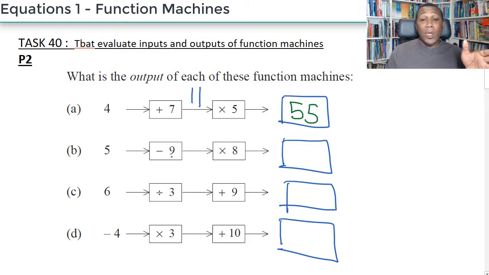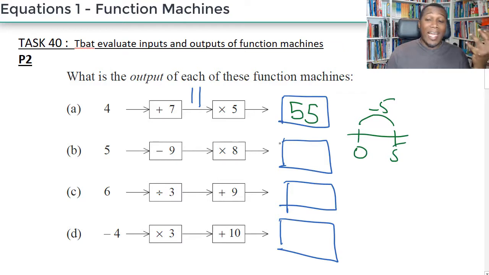5, I take away 9. Whoa, we're going into the negative. Think about your number line. If you start at 5, you go down 5, you get to 0, but you were supposed to go down 9. Take away 9 is go back 9, go down 9. So I've got to take away 4 more, which will get me to -4. So -4 is my intermediate step, and then I multiply by 8.